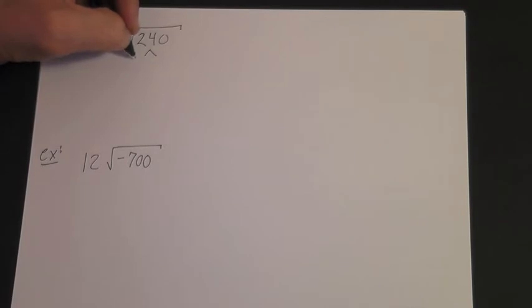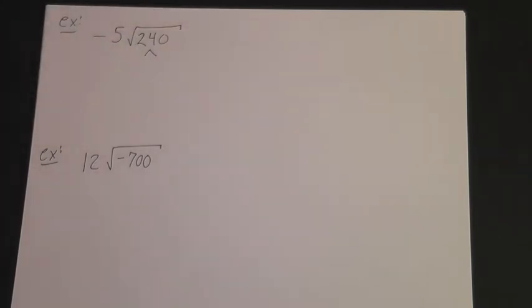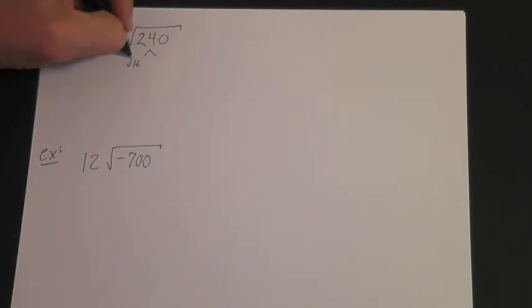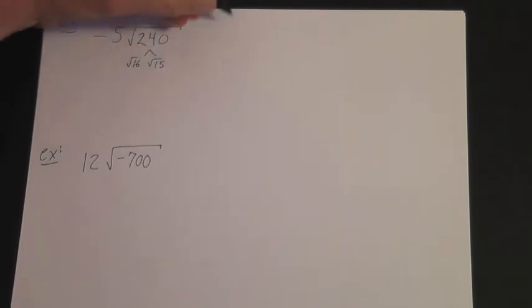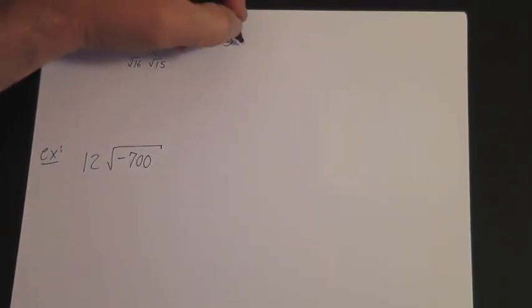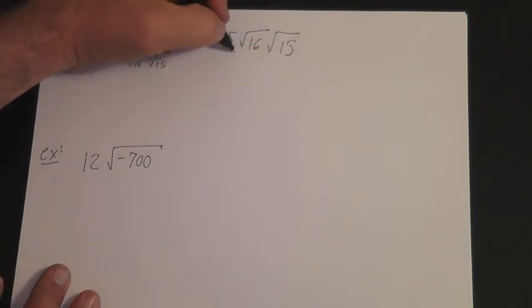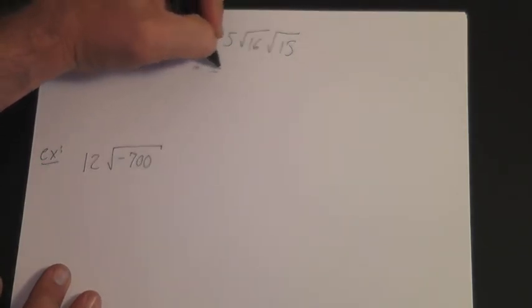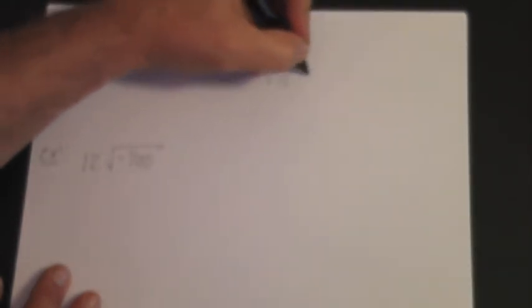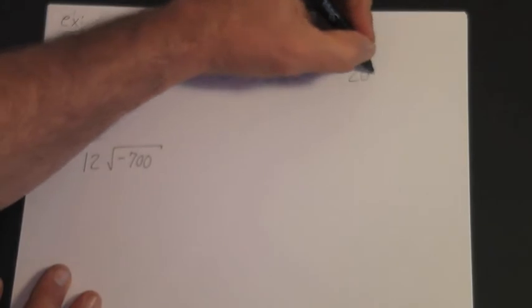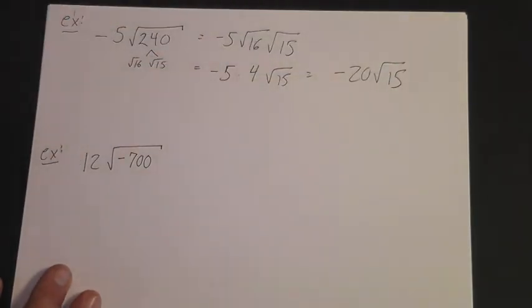This is simply going to be 240, I think is going to be 16. 240 divided by 16, and it's 16 and 15. So that's going to be minus 5 square root of 16 square root of 15. The 16 is just a 4, so that's minus 5 times 4 square root of 15, or minus 20 square root of 15.